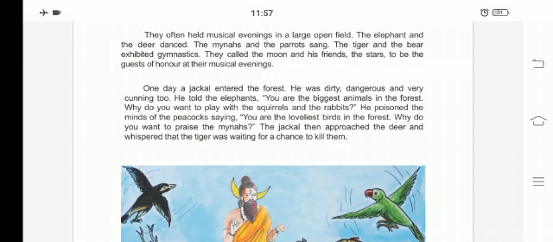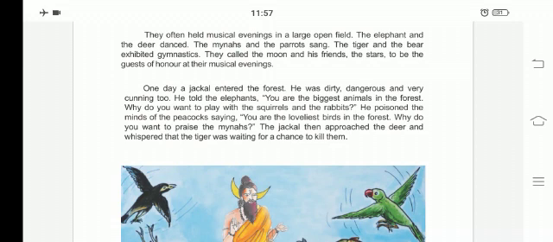So, when they were happily enjoying in the forest, one day a jackal entered the forest. Jackal means a wild animal like a dog that lives in Africa and Asia. It eats the meat of animals that are already dead. Means jackal eats the meat of dead animals.